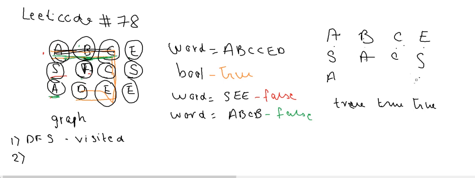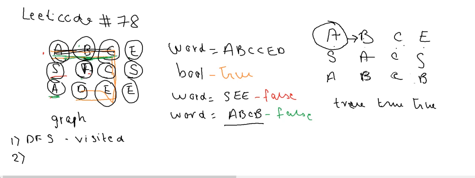Example is more intuitive and I can explain what I'm trying to explain, okay? Okay, so A, B, A, B, C, C and B. Okay, so when I start DFS from this cell, I'm trying to search for this word.